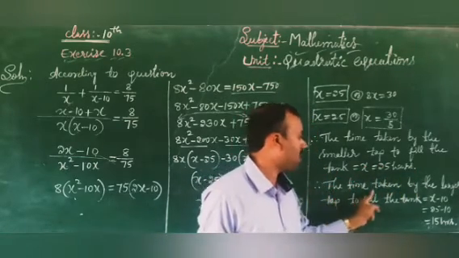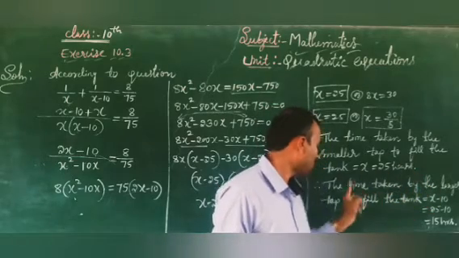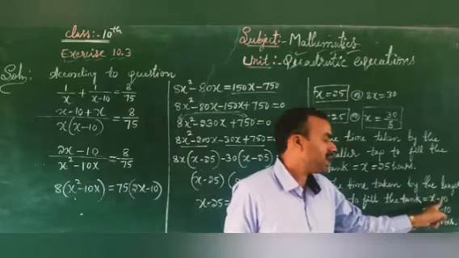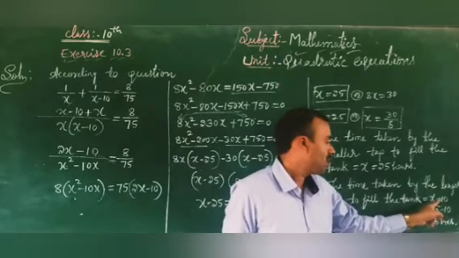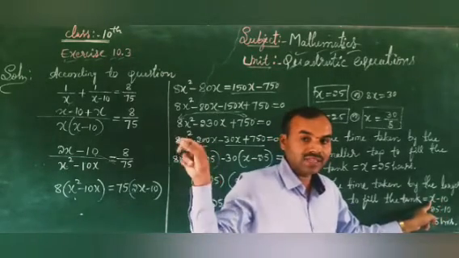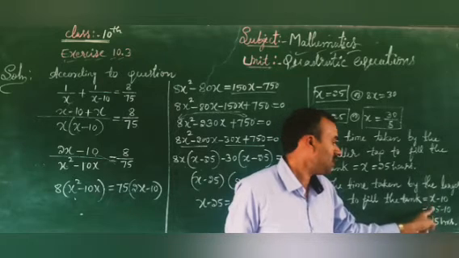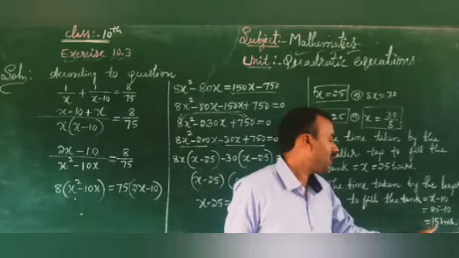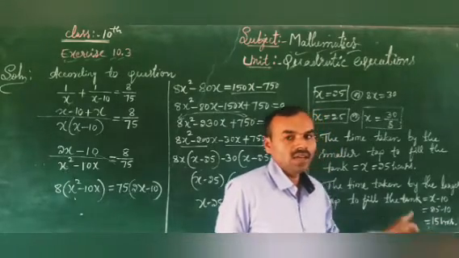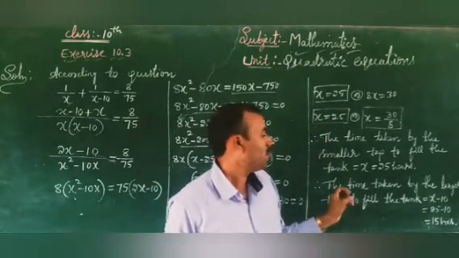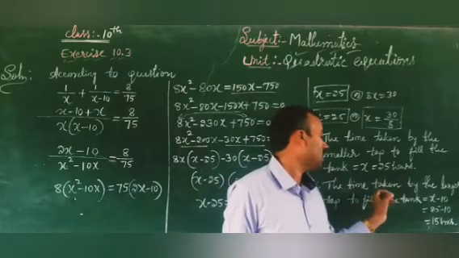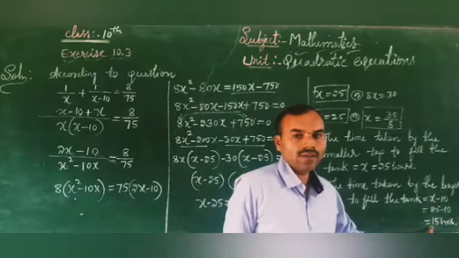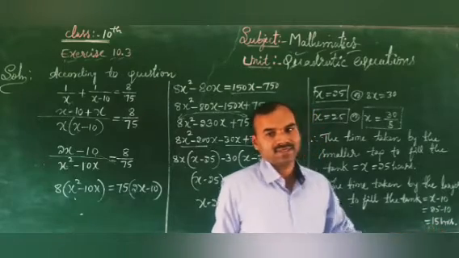Next, the time taken by the larger tap to fill the tank equals x minus 10, as taken in the initial step. Here the x value is 25, so 25 minus 10 is 15. The larger tap takes 15 hours to fill the tank.